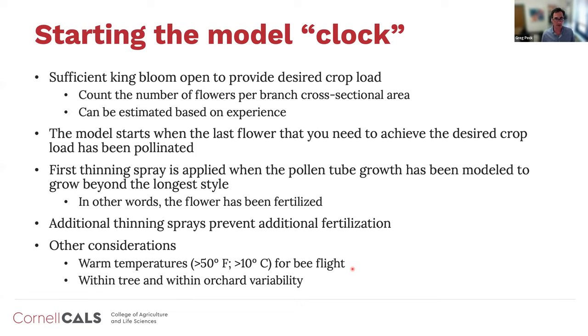And then the first thinning spray happens when the pollen tubes have been modeled to grow beyond the longest style, or the average style is what you input. In other words, the flower at that point has been fertilized. And then additional thinning sprays are used to prevent fertilization. Okay, so that's the key. So they have two different functions, measuring the pollen tube growth. The first is to allow a certain percentage of the flowers to get fertilized. And then the additional ones are to prevent any more fertilization from happening.